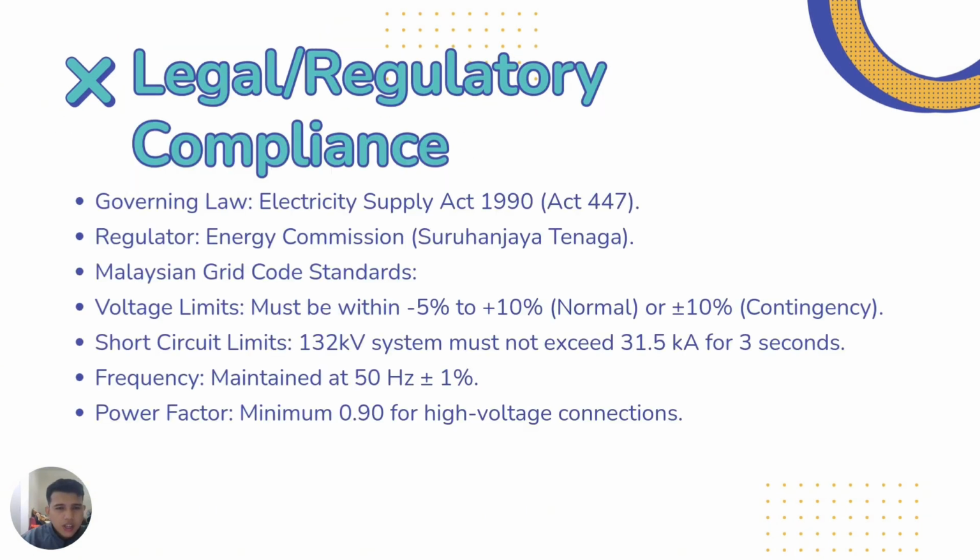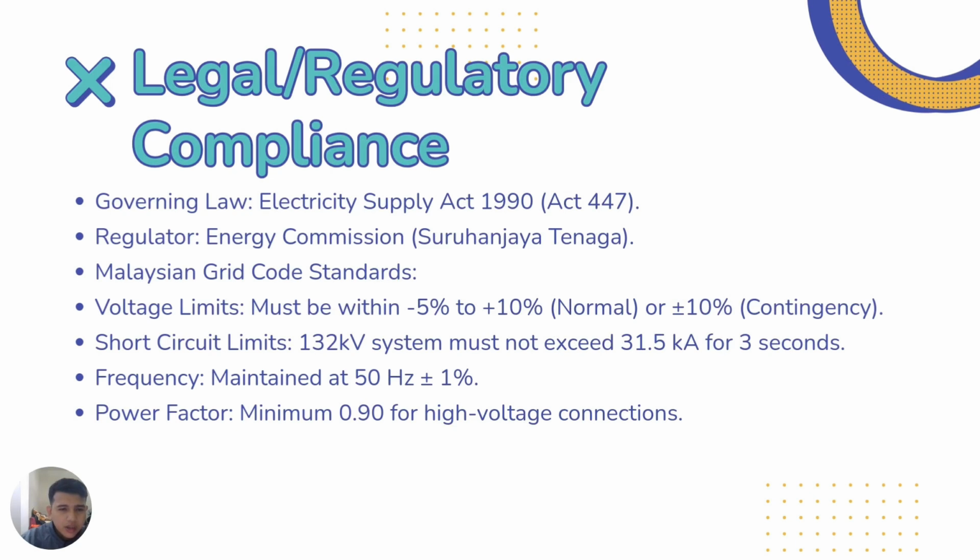Okay, for legal or regulatory compliance, we follow the governing law, that is the Electricity Supply Act 1990, Act 447. The regulator is the Energy Commission, also known as Suruhanjaya Tenaga. Okay, these are the Malaysian Grid Code standards. The voltage limit is within negative 5% to positive 10% for normal conditions, while the contingency is around plus or minus 10%.